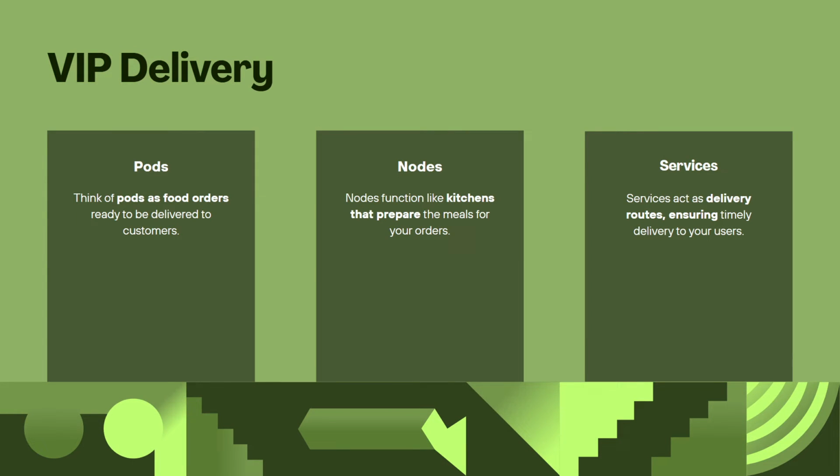So if it's VIP delivery, like if you have a membership like Swiggy One or Zomato World, you will be treated as VIP, right? The choice they'll make is to provide you the best customer service compared to those who do not have the membership. So pods, think of pods as food orders ready to be delivered to customers. Nodes function like kitchens that prepare the meals for your orders. Services act as delivery routes, ensuring timely delivery to your users.